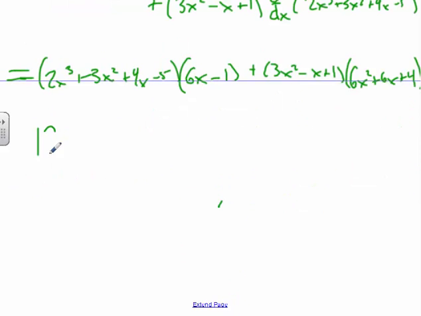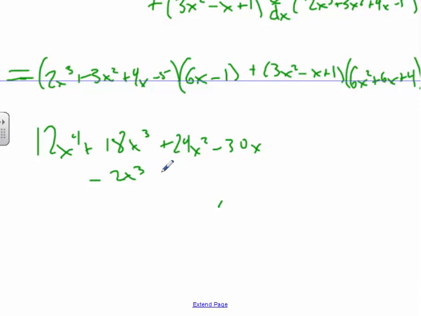This would give you a 12x to the 4 plus an 18x to the 3 plus a 24x squared minus 30x. And then when you times it all by minus 1, you'd also get a negative 2x to the 3. You'd get a negative 3x squared. You'd get a negative 4x. You'd get a plus 5.